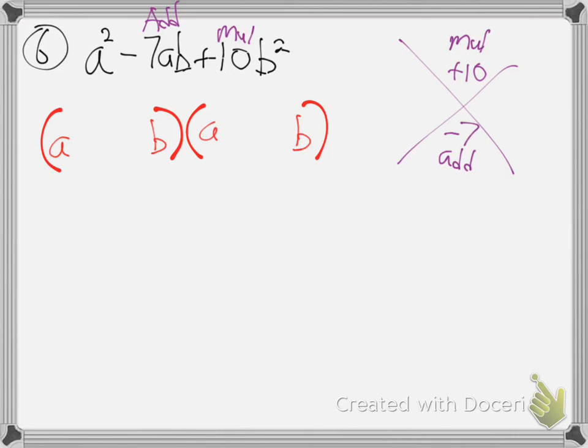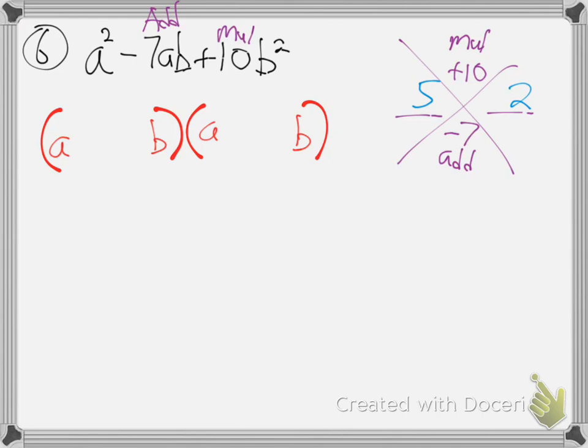So what are two numbers that multiply to be 10? What times what is 10? Yeah, 5 times 2, and we'll get the signs right on. 5 times 2 or 1 times 10. Yeah, it's probably 5 times 2, huh? Now, what signs do you need?